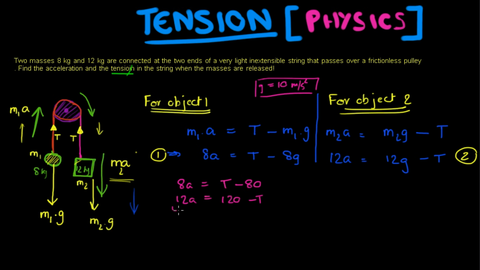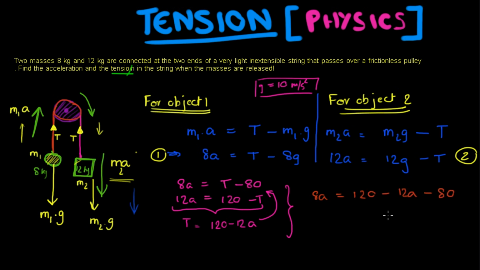Therefore from this equation, let's take the value of T as 120 minus 12a, and let's substitute the value over here in place of T. And how much would that be? Let's use brown for that. 8a is equal to 120 minus 12a minus 80. Now 12a goes over there, so 20a is equal to 40, and therefore a is equal to 2 meters per second squared. Awesome. So we got the acceleration.